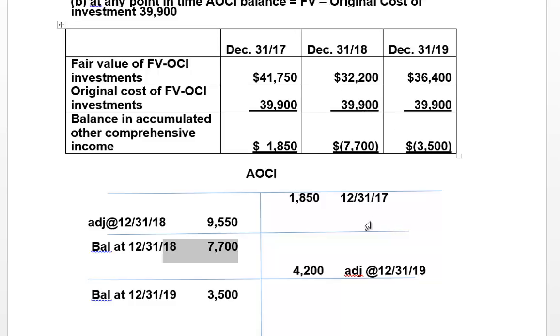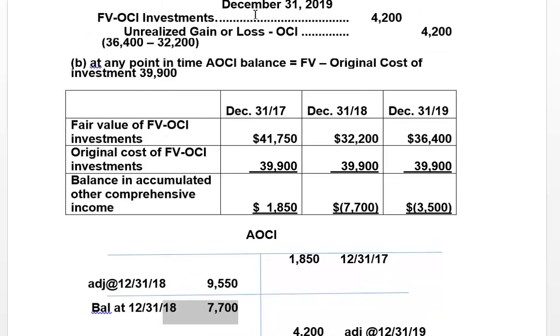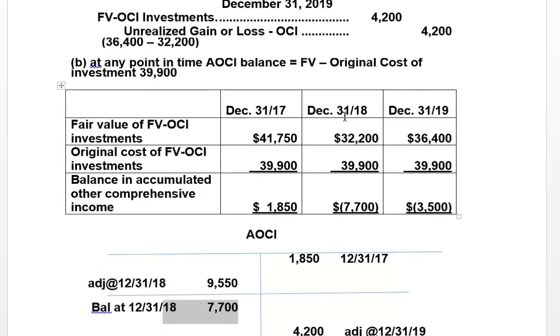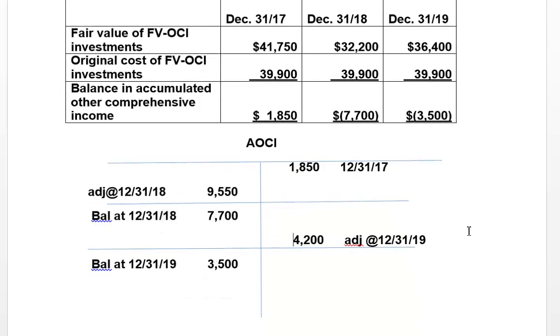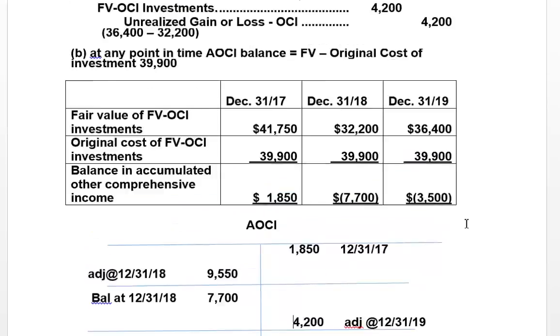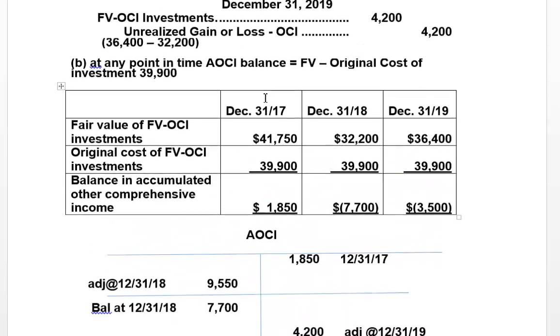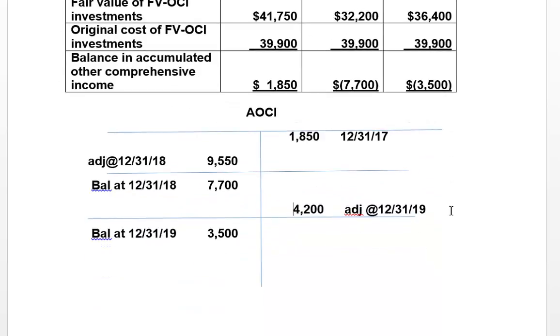Now, we also know that at the end of 2019, the portfolio went from 32.2 to 36.4. 32.2 was the most recent fair value or carrying value at the end of 2018. So it's gone from that value of 32.2 to 36.4. So that means that if we made that $4,200 adjustment, which we did, we credited our OCI account. And don't forget, that also updates our AOCI by crediting it.